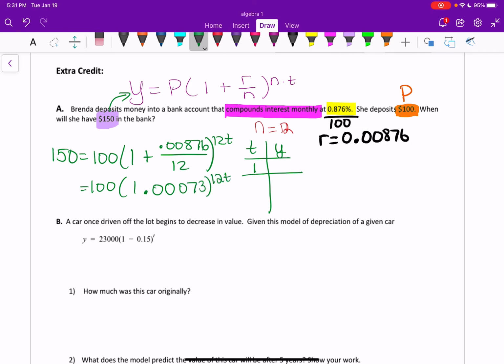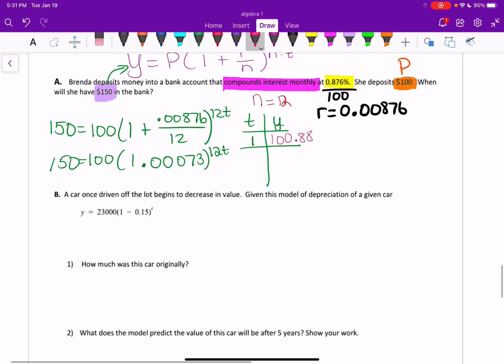We're trying to get it to 150. So I'm going to start with 1, so I'm going to make t 1. If t is 1, that's 100 times (1.00073) raised to the 12th power, because 12 times 1 is 12. Well, that gives me $100.88. Close, but not quite. It's a little bit far.